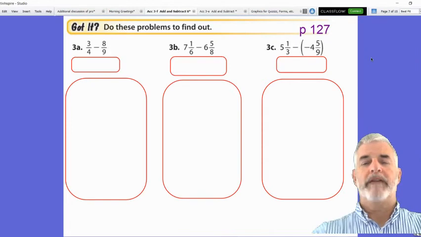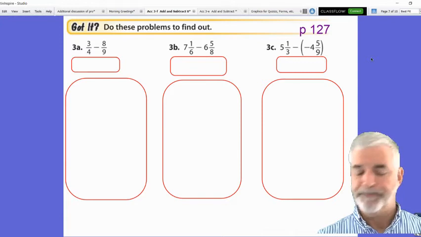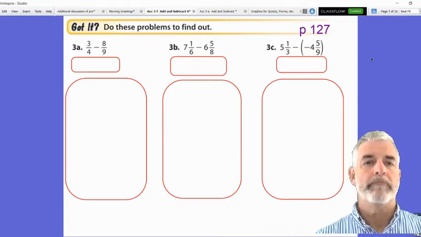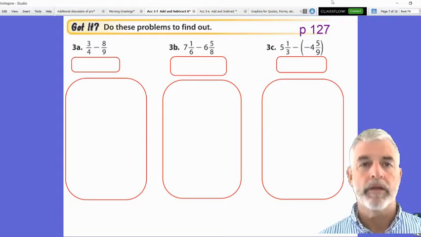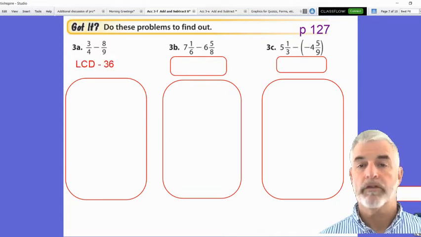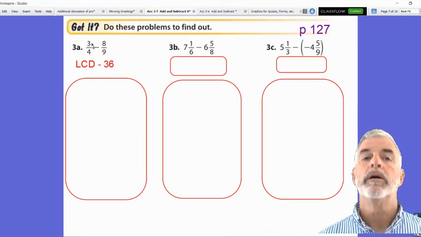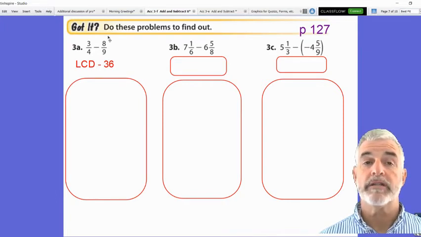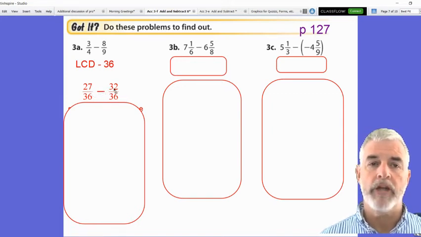So these 3 got it problems now are the key problems to show whether you have it or not, because these are the hardest ones we have to do. 3A. 3/4 minus 8/9. First, the common denominator, 36. Next, what are the equivalent fractions? 3/4, the equivalent of that is 27/36, and 8/9, the equivalent of that is 32/36.